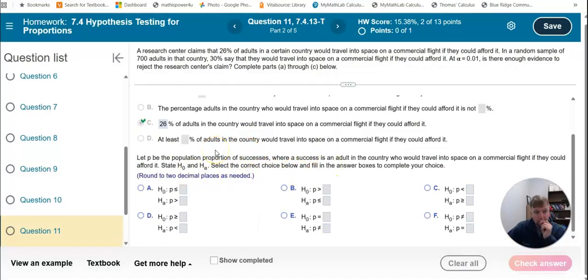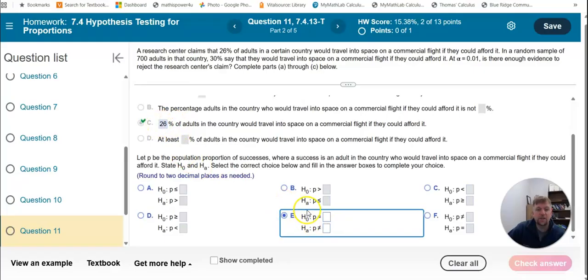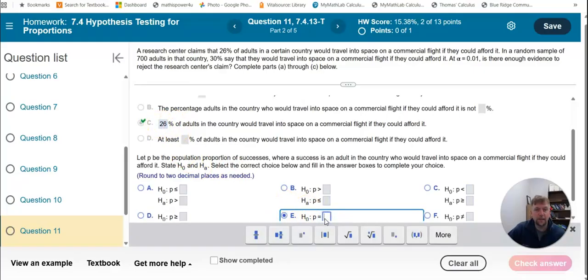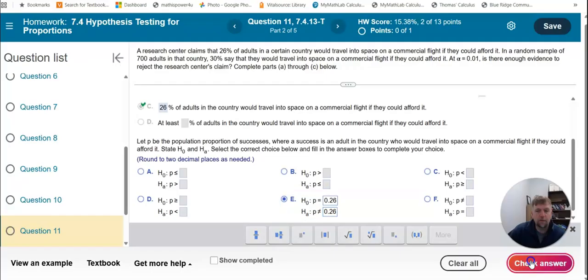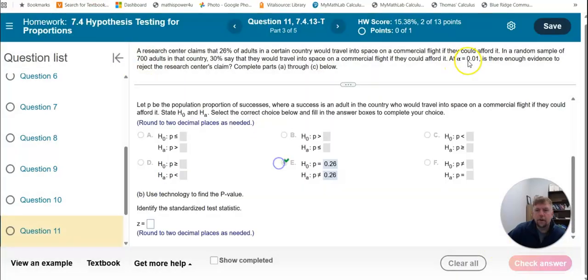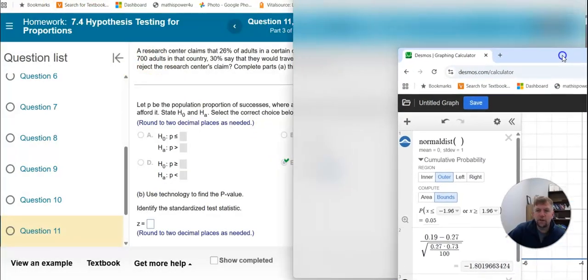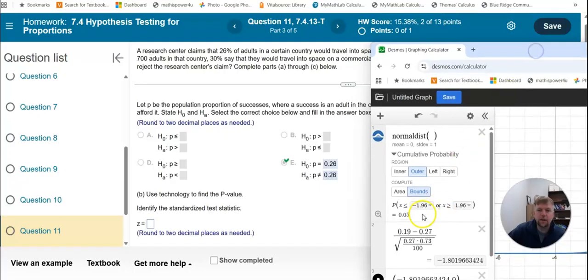All right, so how do we set this up? We've got equality in the null, not equal to in the alternate. That's going to be choice E, and we just change this to a decimal form because it's P. So we're going to write it as 0.26, and whatever we put in the first place, we put in the second. It's like copy paste. All right, alpha is equal to 0.01 here, so instead of 0.05 from the last one, I'm going to change it to 0.01.